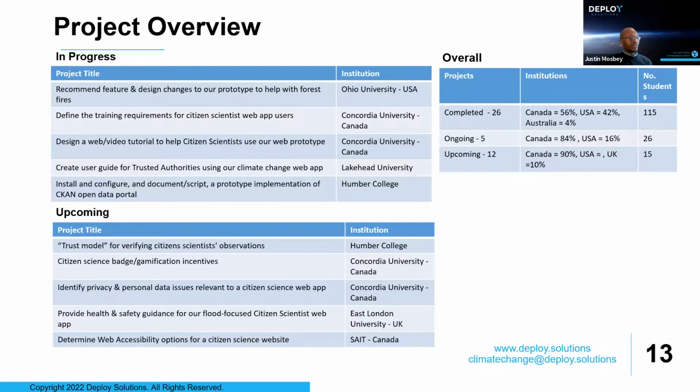Identify privacy and personal data issues relevant to our citizen science web app. We know privacy is a big issue. We need to know what privacy rules apply to us capturing and storing citizen scientists' and trusted authorities' account, data, information, and history. We have so far completed 26 projects since we began our research. We have 5 ongoing and 12 upcoming projects. You can visit our website, where we've published these projects, fight.climatechange.ca.